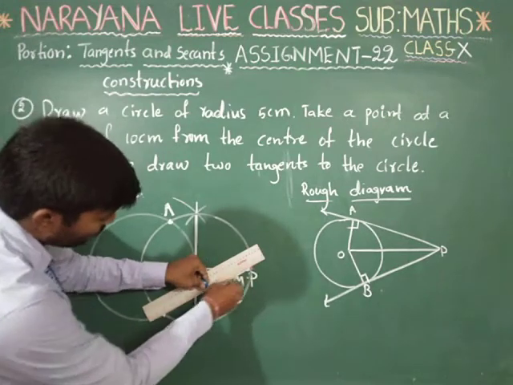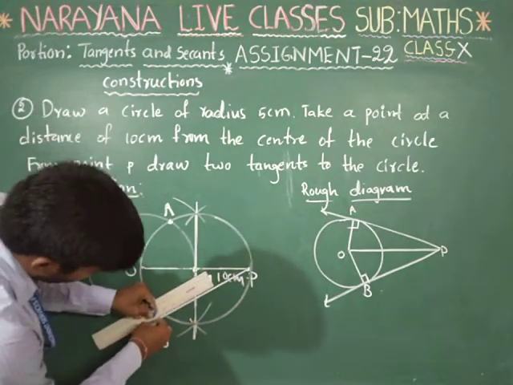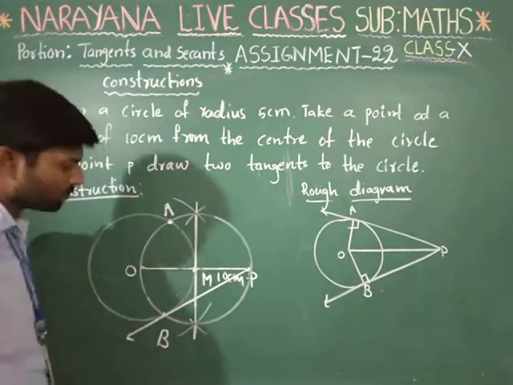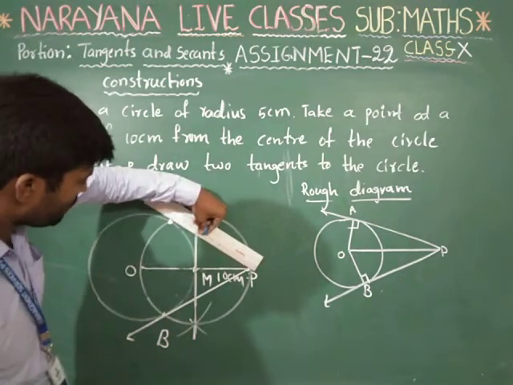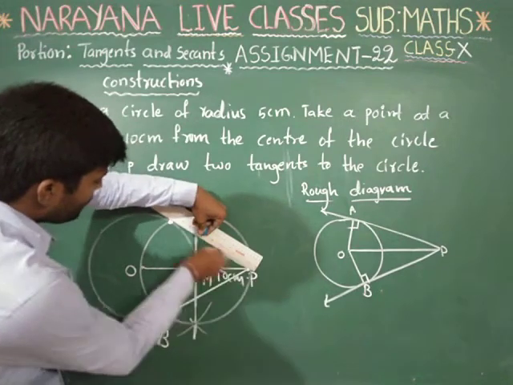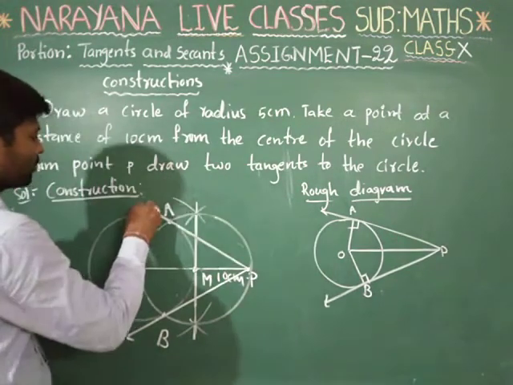Let's join these two. This is one tangent. PB is one tangent. Next, PA is one more tangent.